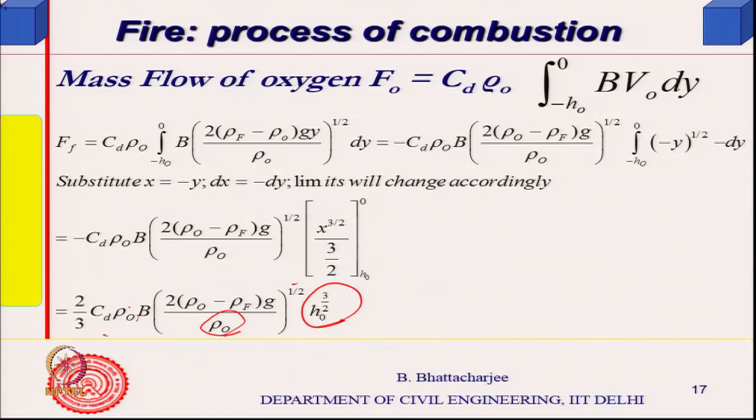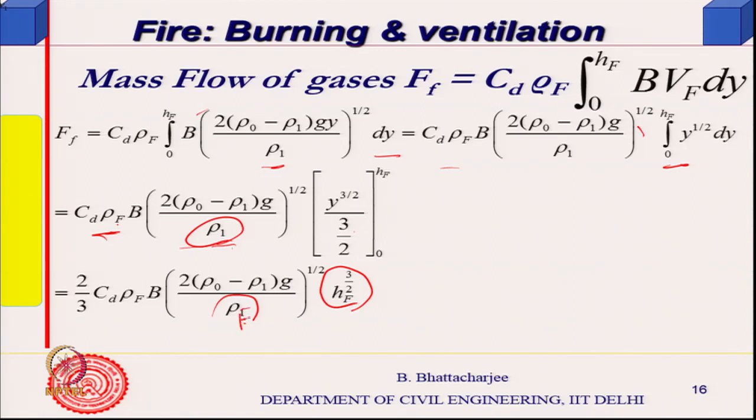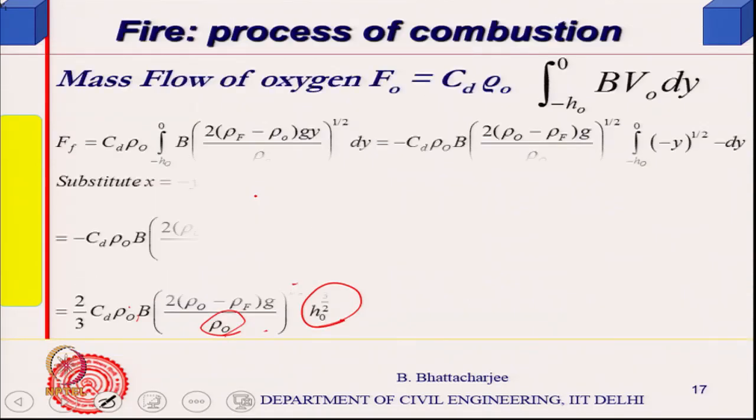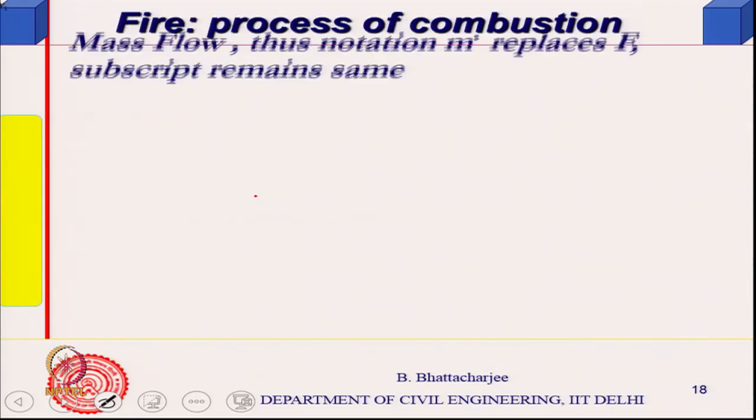If I take the ratio, this is fine, there is no problem, but this should have been rho f, this should have been rho f, this should have been rho f, because we are using the rho f notation. So, now I can find out that ratio.